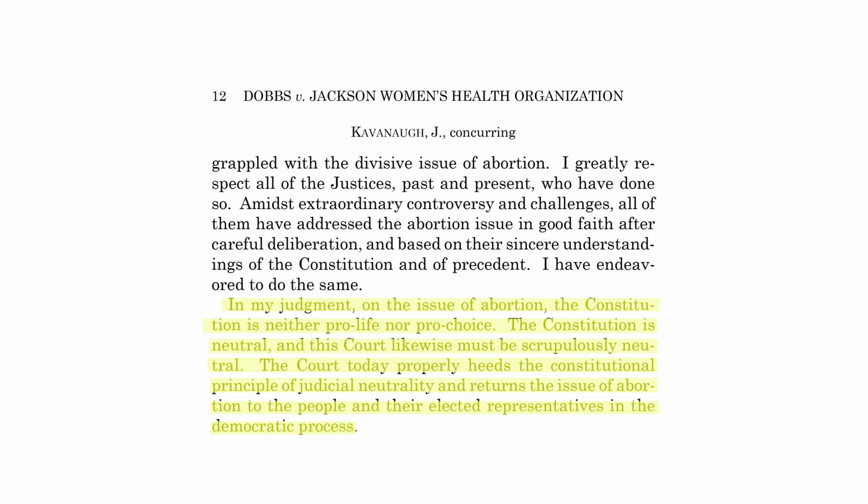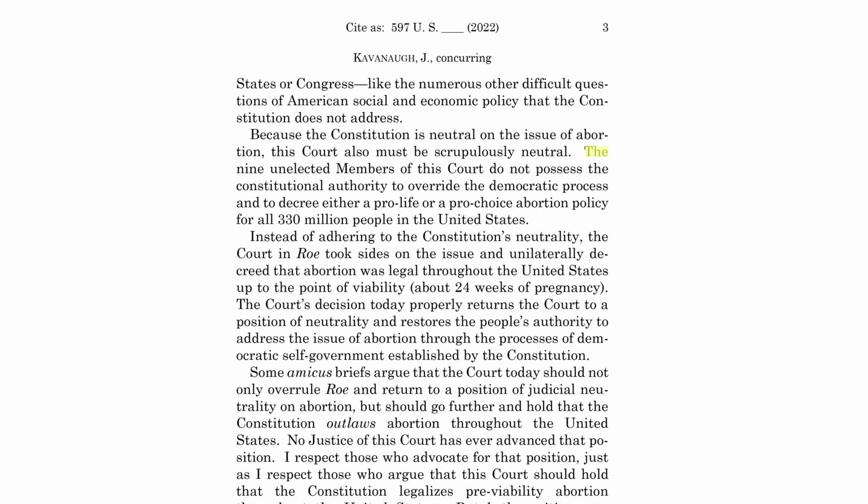Then there are the concurrences from Justices Kavanaugh and Thomas. Justice Brett Kavanaugh said that in his view, the Constitution is neutral on abortion. Since the Constitution is neutral, then, quote, "this court must also be scrupulously neutral about abortion." Kavanaugh emphasized that the court wasn't outlawing abortion nationwide and was instead leaving the decision to the states. He wrote that the 9 unelected members of this court do not possess the constitutional authority to override the democratic process and to decree either pro-life or pro-choice abortion policy for all 330 million people living in the United States.